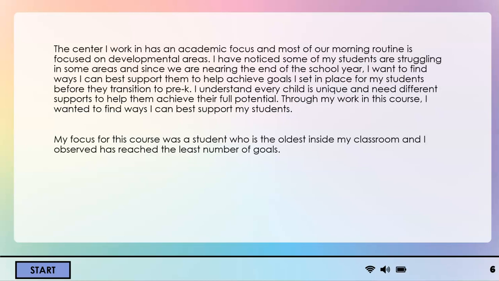I understand every child is unique and needs different supports to help them achieve their full potential. Through my work in this course, I wanted to find ways I could best support my students. My focus for this course was a student who is the oldest inside my classroom and who I observed has reached the least number of these goals.